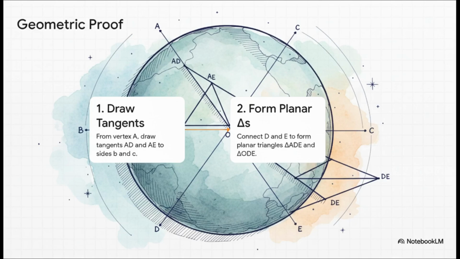Then, from one vertex, let's say A, we draw tangent lines that just skim the surface. When these tangents meet the lines extending out from the sphere's center, we form two planar triangles. And that right there is the key. We've just created flat shapes that we can analyze with the familiar Euclidean geometry we already know.